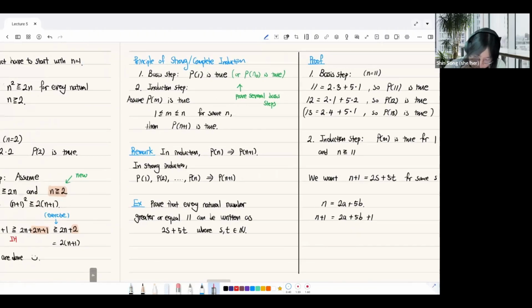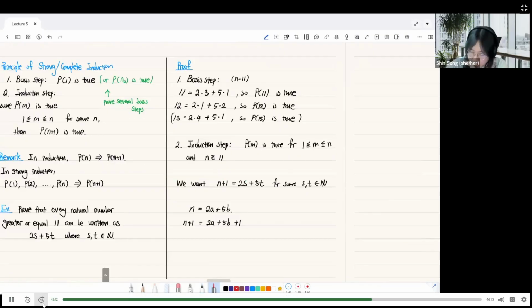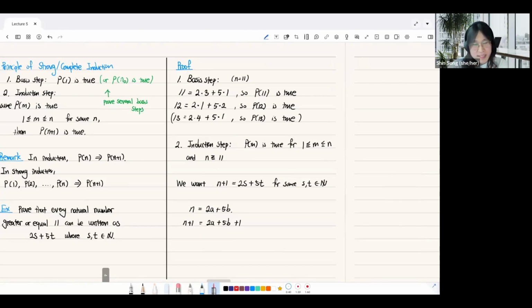If you think about it, in the previous example we were able to factor out something in order to get our conclusion, so that I will get 2 times something plus 5 times something. So maybe just looking at n might have been a wrong idea. So I'm going to look at n minus 1. Then if I have this, I have 2a plus 5b. It's just trial and error, and a lot of times this might not work.